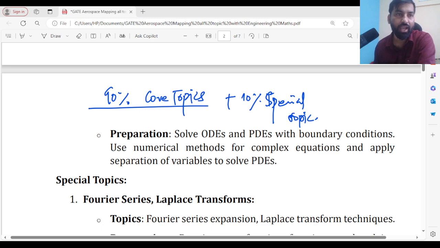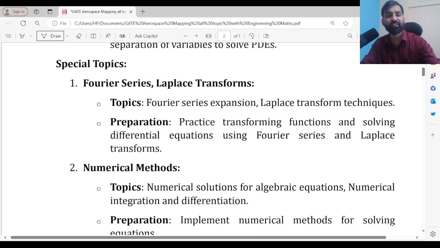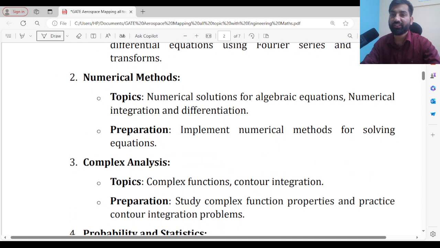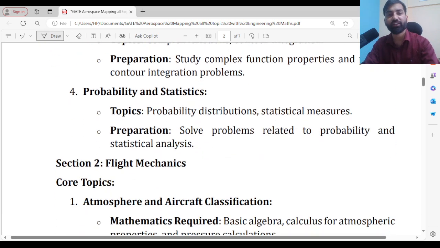I hope this makes sense. So special topics are like Fourier series, Laplace transform, numerical methods. One question is certain from numerical methods. Please do remember, okay? And the way IITs do numerical methods, you can get the complete marks from this. You can expect 2 marks from here, right? And complex analysis, probability and statistics.